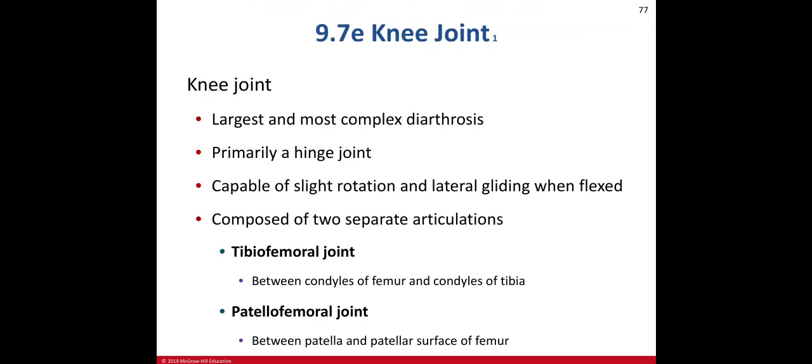Okay, the knee joint. You will spend a lot of time in lab as well as here talking specifically about your knee. That is the largest and most complex diarthrosis. Primarily, the knee is a hinge joint. It is capable of slight rotation and slight lateral gliding when it's flexed. And there's really two articulations that we're looking at. You're looking at the tibiofemoral joint, so between the condyles of your femur and the condyles of the tibia, as well as the patellofemoral joint between your patella and the surface of the femur.